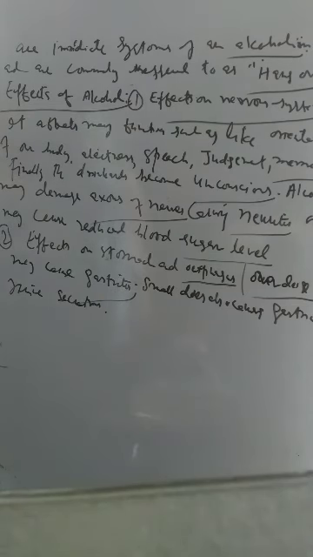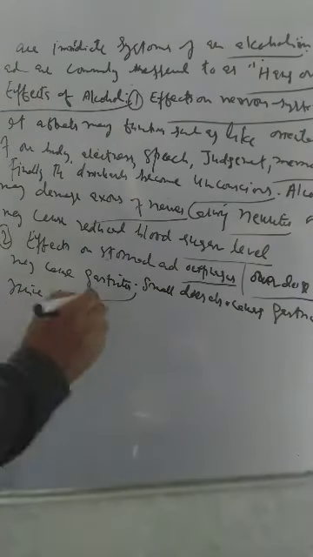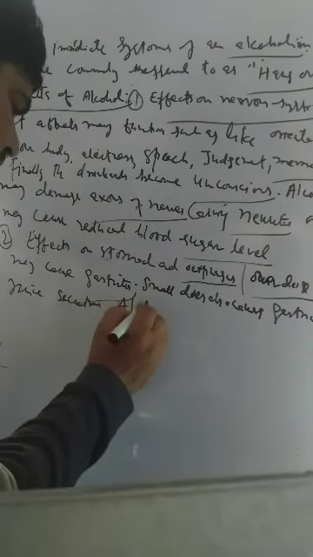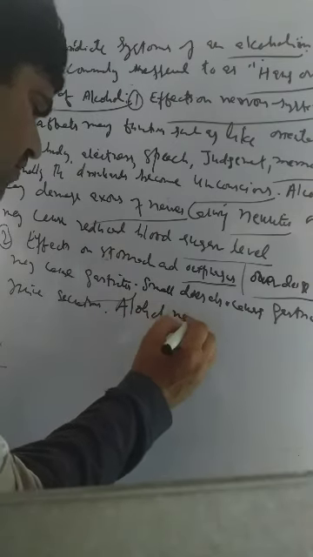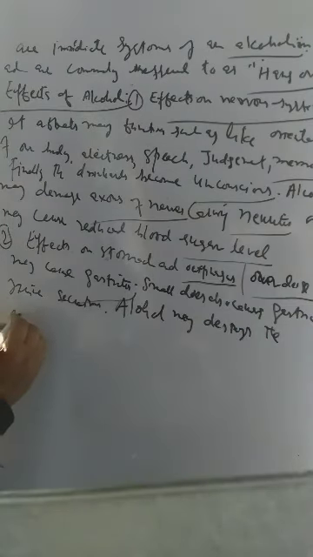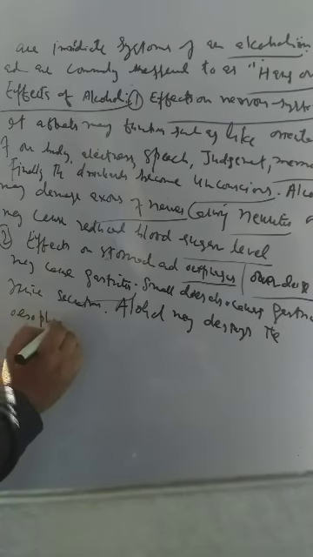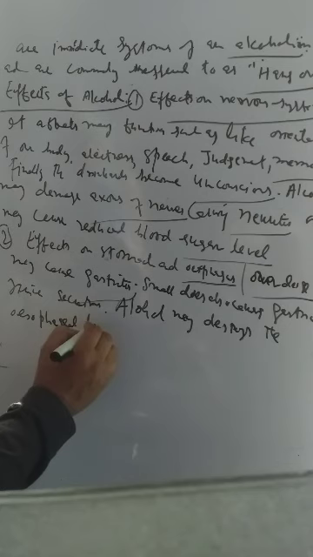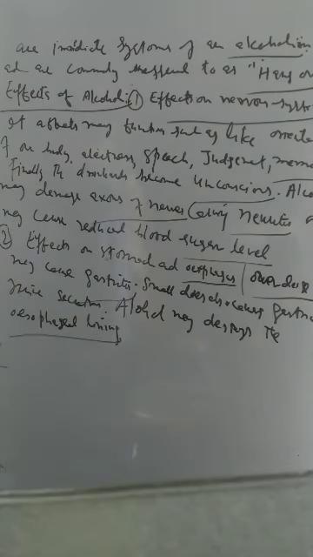First, it causes gastritis, and also alcohol may damage the esophageal lining. We write here: alcohol may destroy the esophageal lining. It affects the esophagus also.